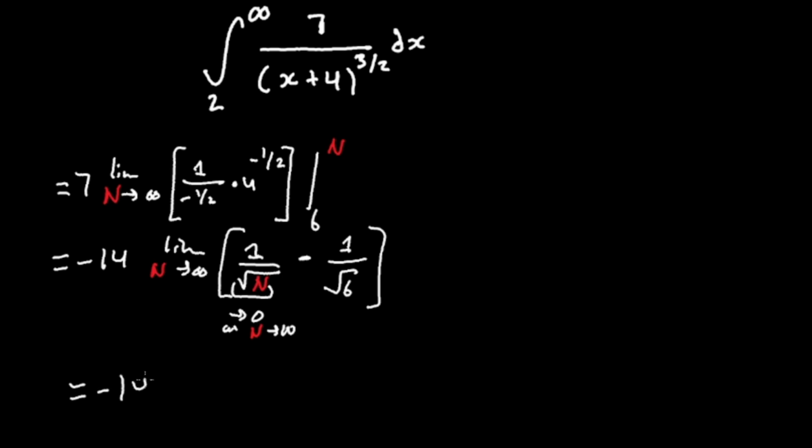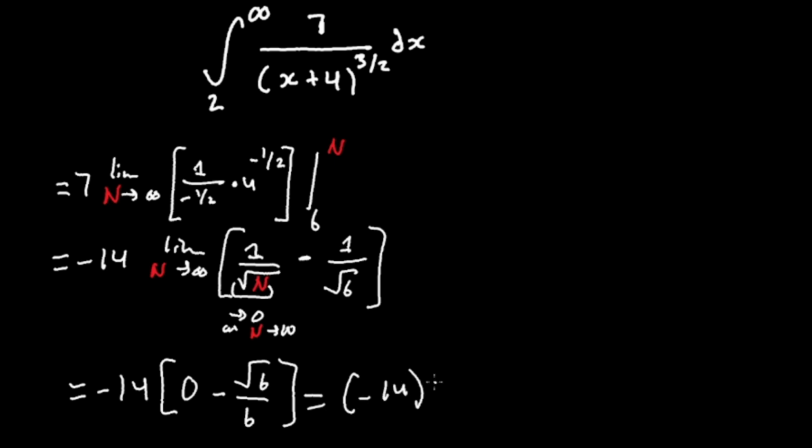Or we can evaluate it now. So this is going to become negative 14 times 0 minus 1 over square root 6. I'm going to write that as square root 6 over 6. This is negative 14 times negative square root 6 over 6. So these negatives will cancel. And this will become 14 over 6. It's the same thing as 7 over 3. And we have a square root 6. So 7 square root 6 over 3. That is the value of our improper integral.